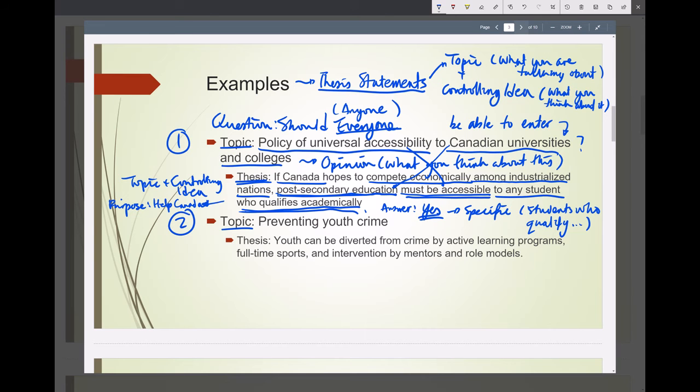The second topic here, we have a shorter topic, preventing youth crime. So there are youth who commit crimes. We're talking about Canada here, I guess. And the topic is about having less crime. So some questions could be, well, how? How do we prevent youth crime? You could ask why, but you're going to see in the thesis statement that it's more a how question, and this still works. How and why questions are okay.